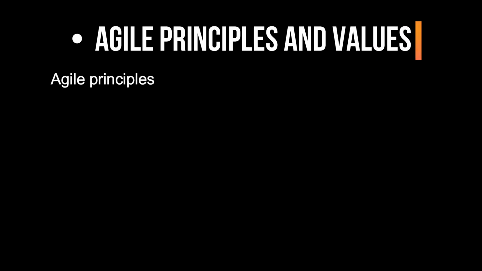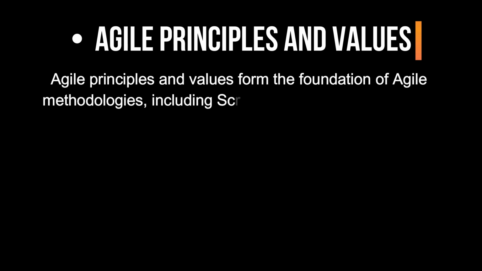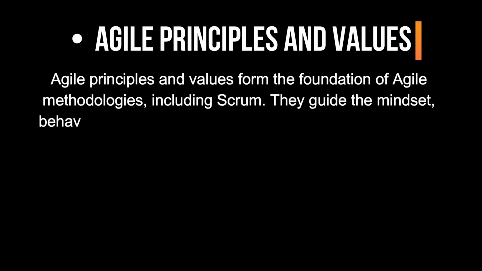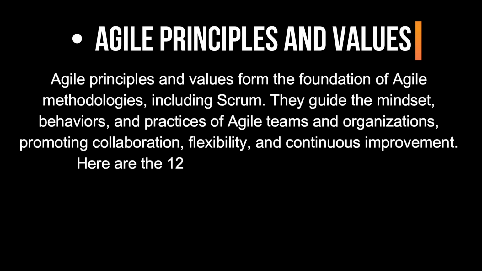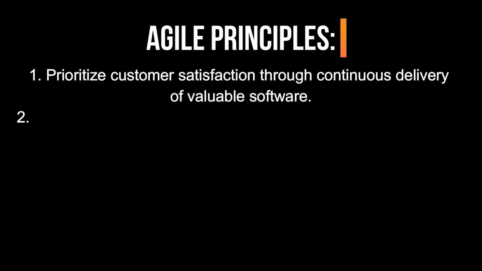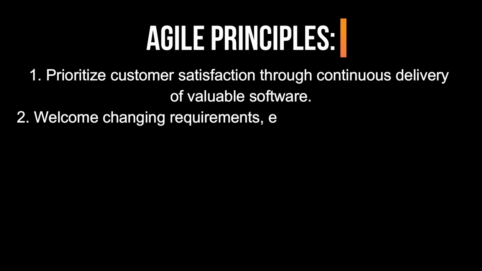Agile principles and values form the foundation of Agile methodologies, including Scrum. They guide the mindset, behaviors, and practices of Agile teams and organizations, promoting collaboration, flexibility, and continuous improvement. Here are the 12 principles and 4 values of Agile. Agile Principles. 1. Prioritize customer satisfaction through continuous delivery of valuable software. 2. Welcome changing requirements, even if they occurred late in the project.